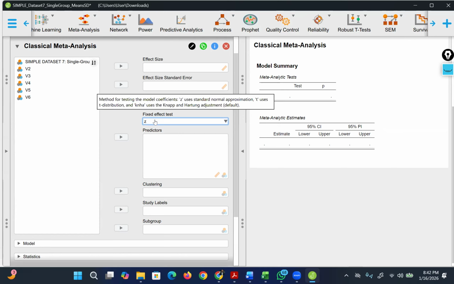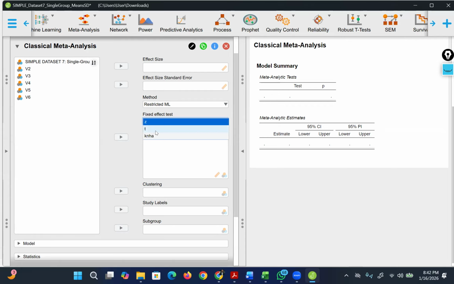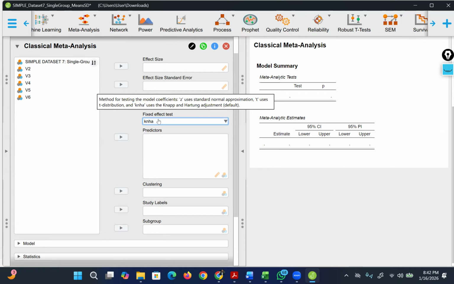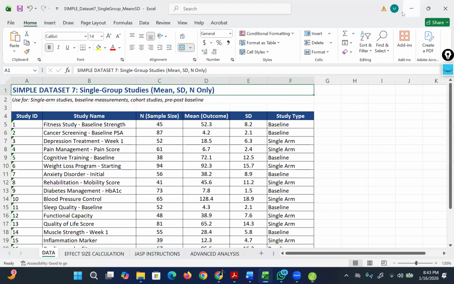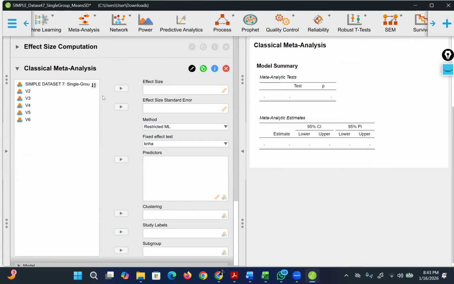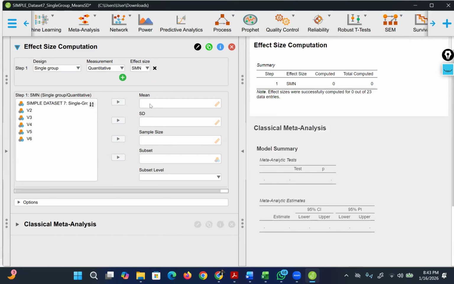And this is also an adjusted value. Knha means the Knapp and Hartung adjusted value. So this is also an important indicator of how the results are distributed among the heterogeneity. So heterogeneity comes from a distribution, whether it is a normally distributed heterogeneity or an abnormal, skewed heterogeneity. It depends on that, so we will try to measure that as well. We are not going to do that at this moment. For today's class, our main focus is to understand the effect size calculation.